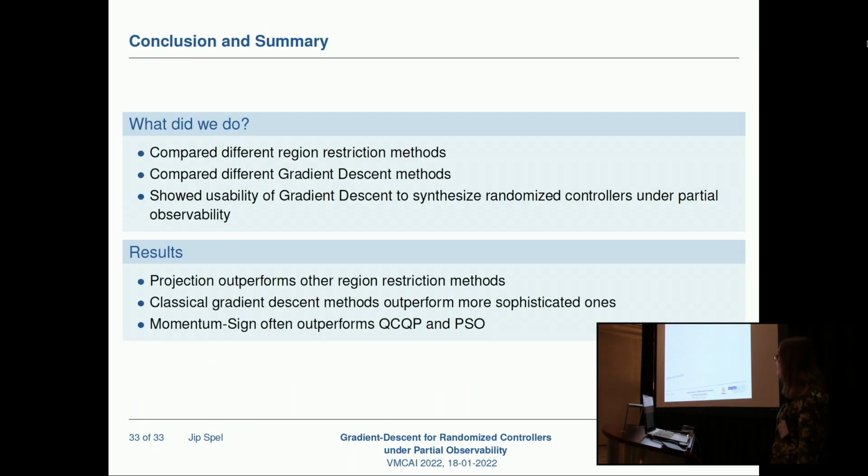So what did we see? Well, we compared different region restriction methods. We compared different gradient descent methods. And we show that gradient descent is actually usable to synthesize randomized controllers under this partial observability. And our results were that projection often outperforms other region restriction methods. Classical gradient descent methods outperform the more sophisticated ones where the learning rate is adapted. And momentum sign often outperforms QCQP and PSO.